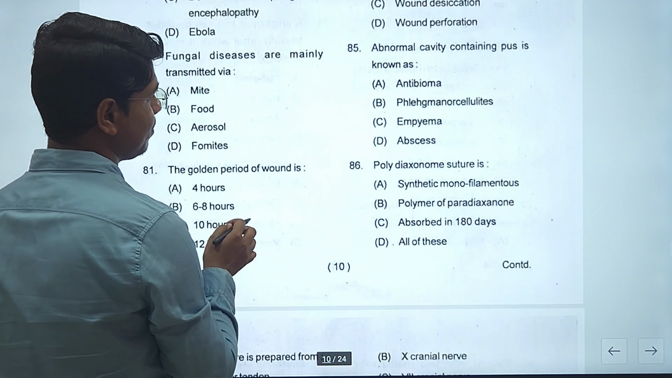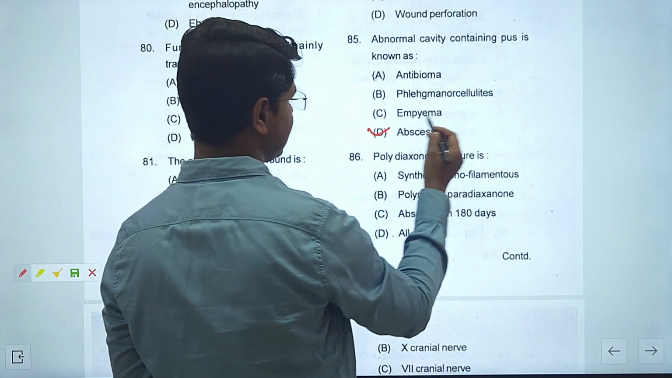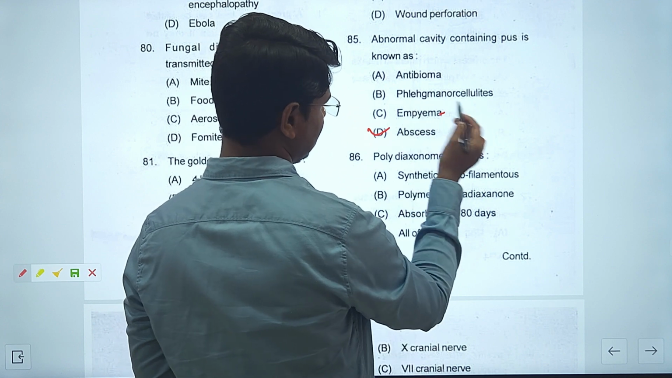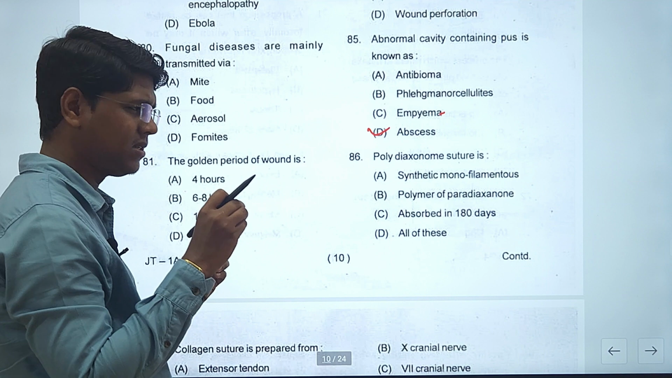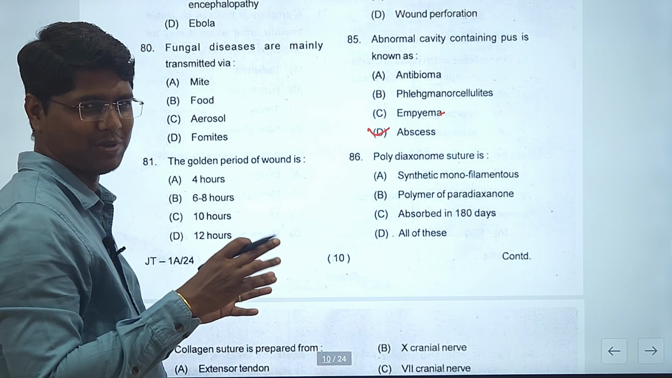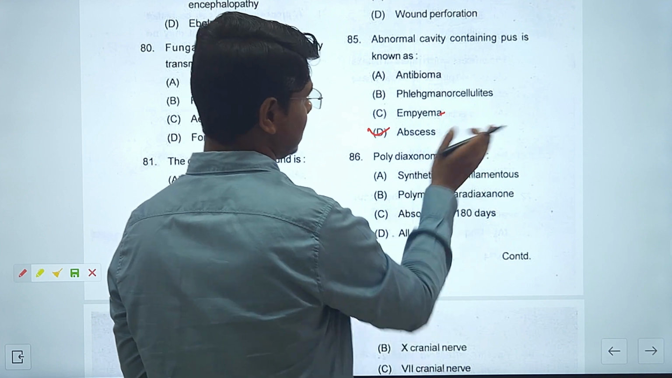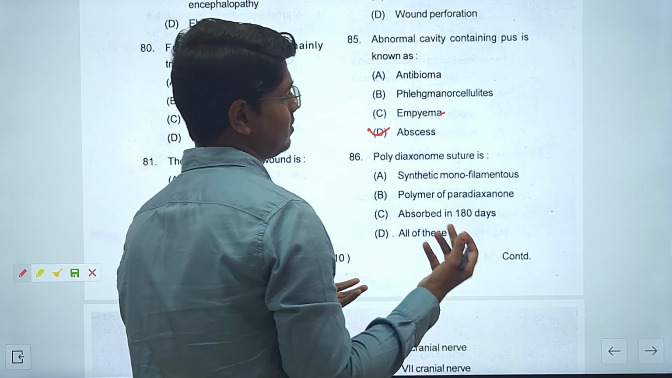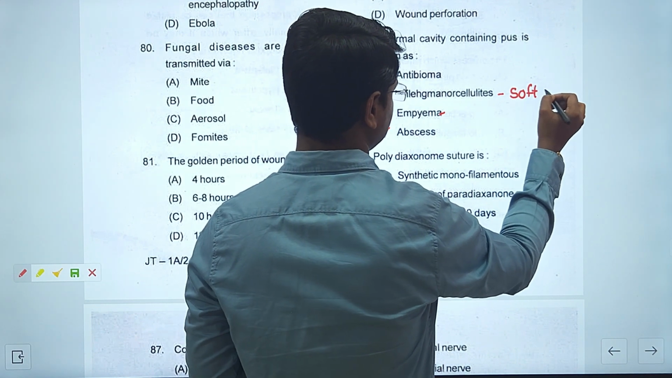Abnormal cavity containing pus is known as abscess. If it is a body cavity, then it is empyema. Phlegmon, this is a spelling mistake. In this particular question paper, there are very many spelling mistakes. Okay, so it is phlegmon or cellulitis. It is one word, phlegmon or cellulitis, nothing like that. So it is basically soft tissue inflammation.